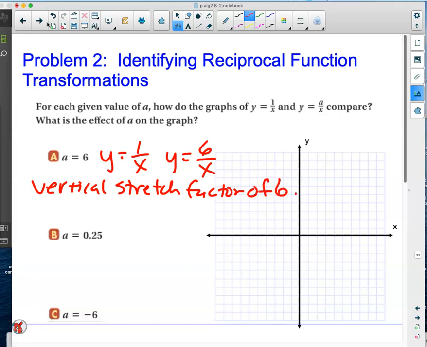Is it going to be close in to the origin? A 6 is going to pull it away. So it is going to be pulled away from the origin.